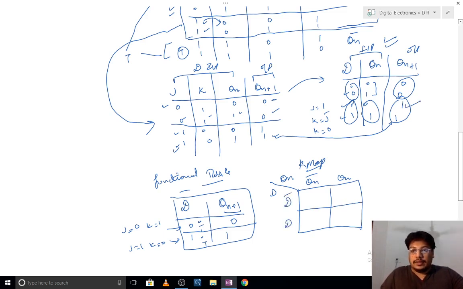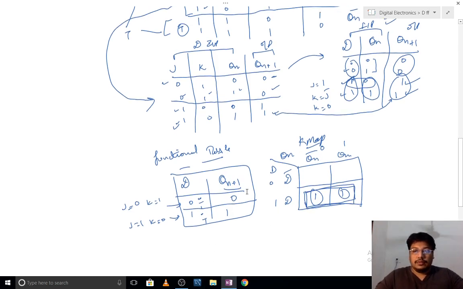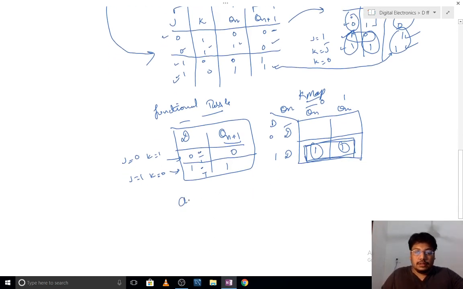We will check where the 1s are. The 1s are here: D is 1 and Qn is 0. Qn is 0 and D is 1, so this will be the case, because this is 0, this is 1, this is 0, this is 1. And again D and Qn both are 1, so this is the case. So this will be my combination. If this is the combination, then what will be the characteristic equation?